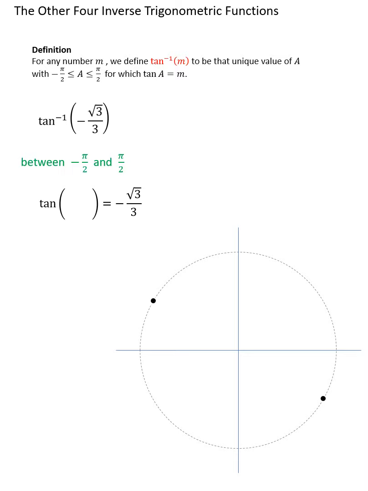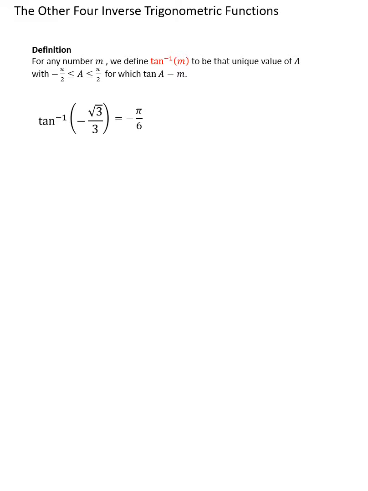Eventually, with a combination of luck and cleverness, you'll stumble across negative pi over 6. Because negative pi over 6 terminates there, and its tangent is the correct value we need, and, importantly, negative pi over 6 is between negative pi over 2 and pi over 2. And therefore, the answer to the question we seek is negative pi over 6. And that completes the second of 4 videos.